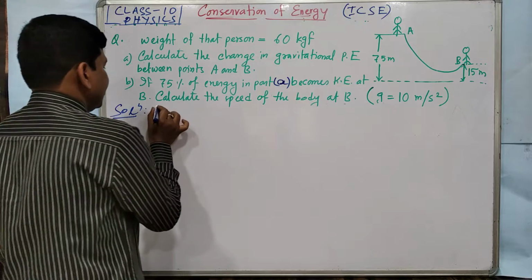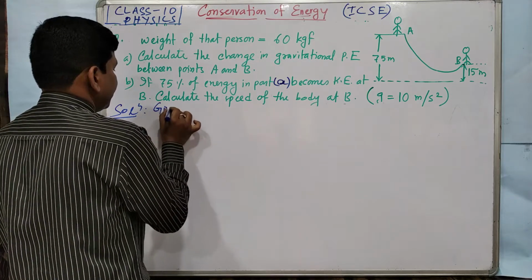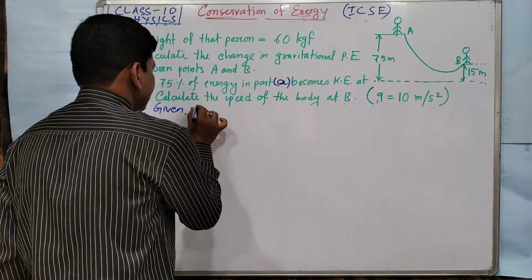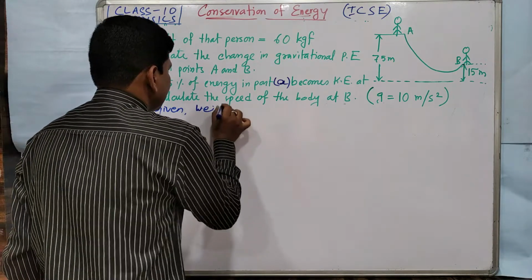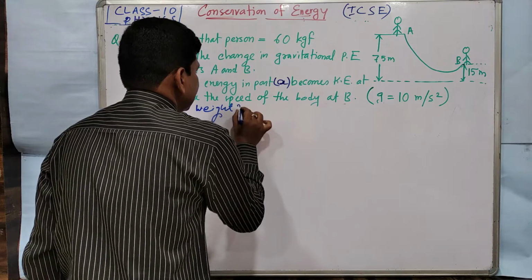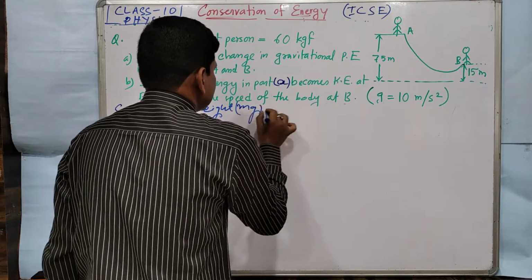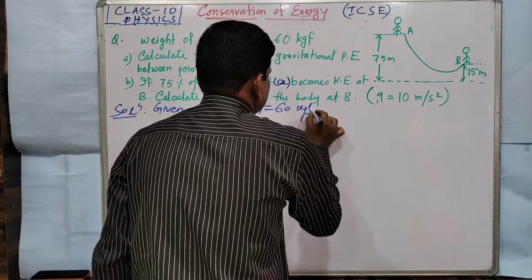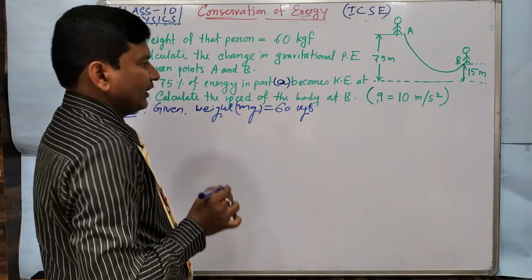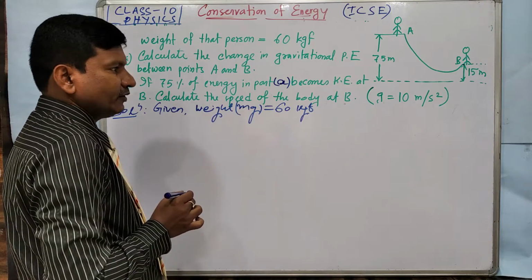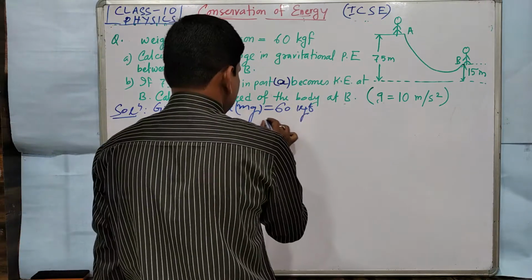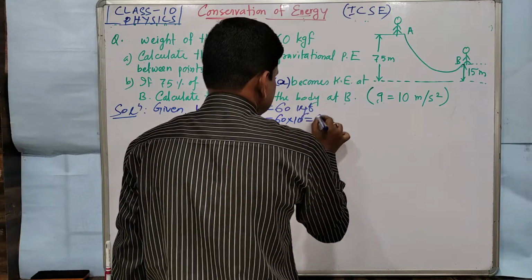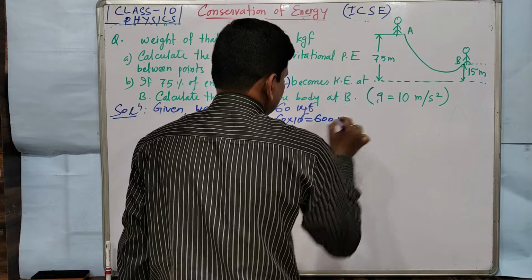So what is given over there? Given, the weight is given there. So write down weight, that is your mg. Weight mg is equals to how much? 60 kgf. Kgf is the gravitational unit of weight. Now bring it into the SI unit. So SI unit while you are bringing, it will be 60 into 10. That will be your 600 Newton.